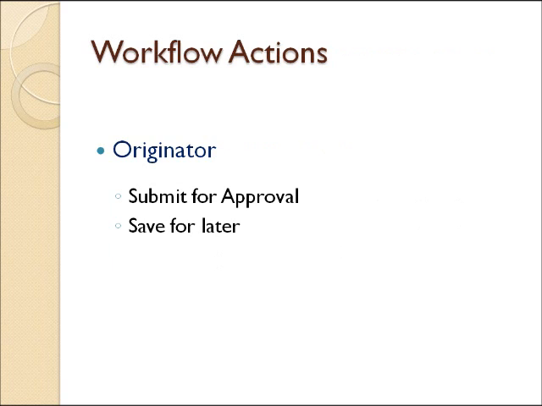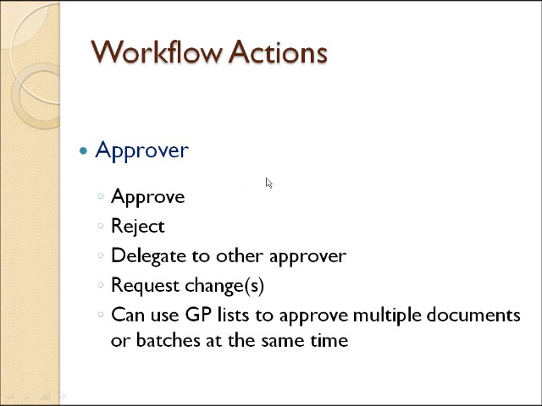So for the actions: if you're an originator and you're on a batch or a document, you can submit it for approval or save it for later. That's really all you can do with workflow at the document or batch level. The approver can approve it, reject it, delegate it, or request a change, and we'll try one of those a little bit later so we can see how that change works.